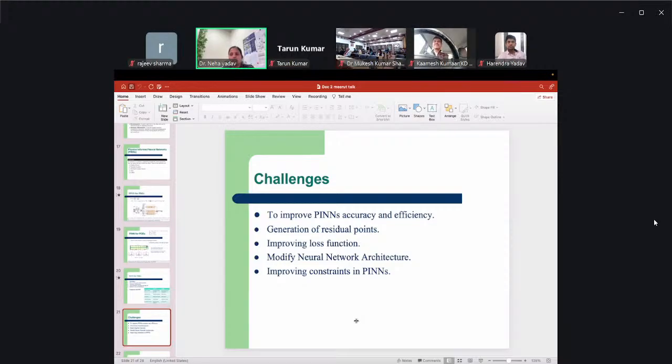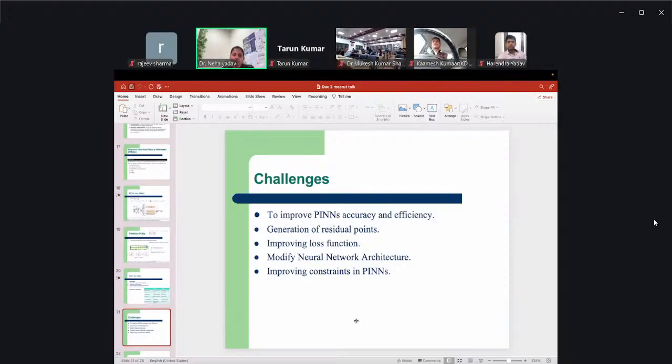So it has been observed that the accuracy is affected by the way we are generating the collocation points. So one way of improving the PINNs is how to generate the collocation points.